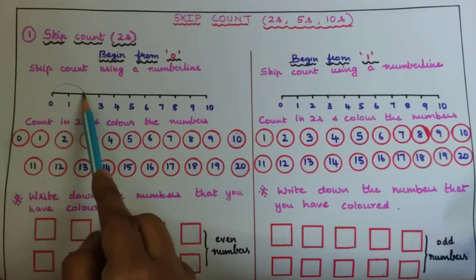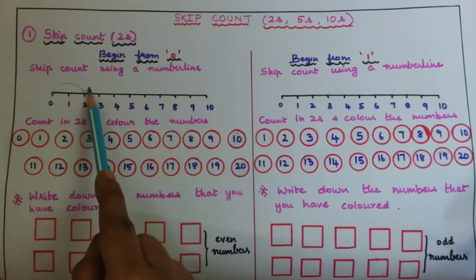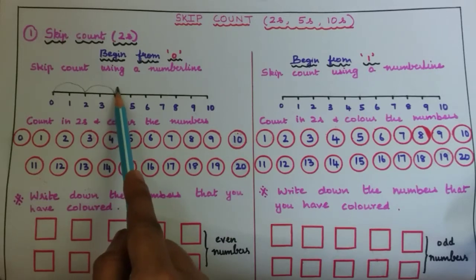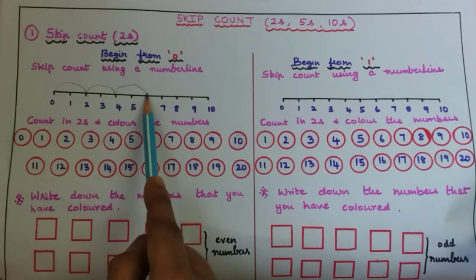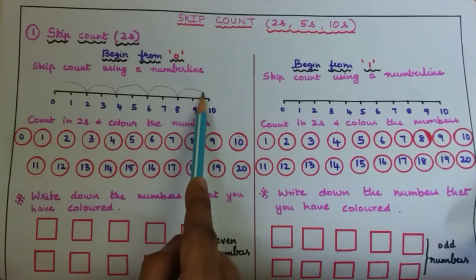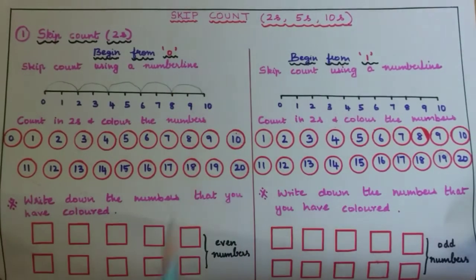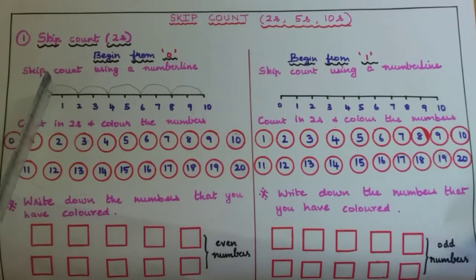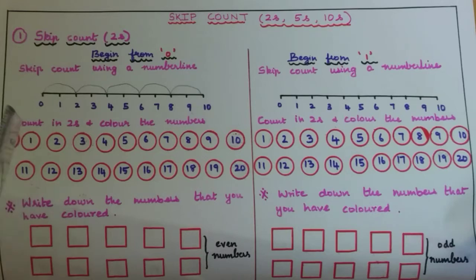So when you start from 0, land in 2, leaving 1 in between. Leave 3, land in 4. And then leave 5, land in 6. Leave 7, land in 8. Leave 9 and land in 10. So this is how you need to skip count in twos beginning from 0 using a number line.